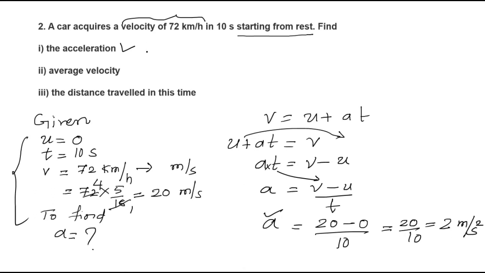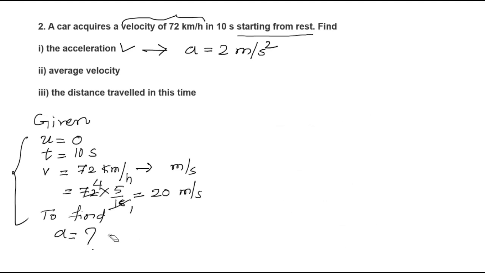This is the first part of this problem. Answer is 2 meter per second square. Now let us go for the second part of this question, that is average velocity. For that we shall make some space here, we'll erase and we'll keep only the information here, but here we need to find average velocity, right?